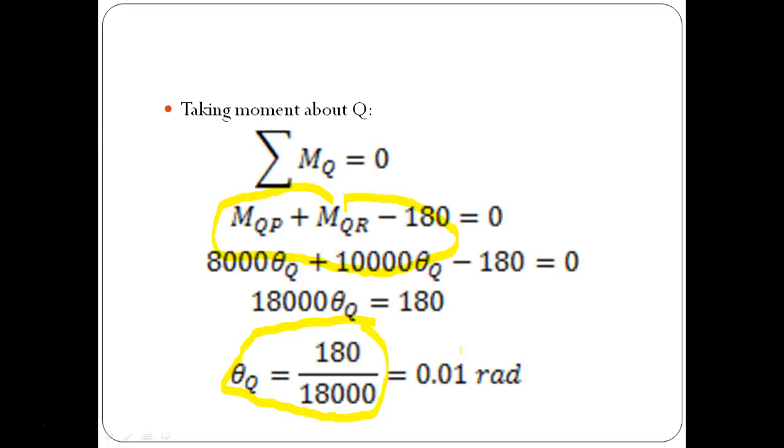Now here the student has to properly recall the slope deflection equation, take the proper moment about Q, which equals 0, and once he puts in the values for spans QP and QR, he will get the value of theta Q. So this is how the student has to solve problems related to the slope deflection equation.